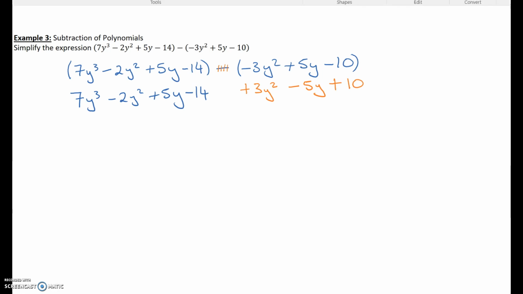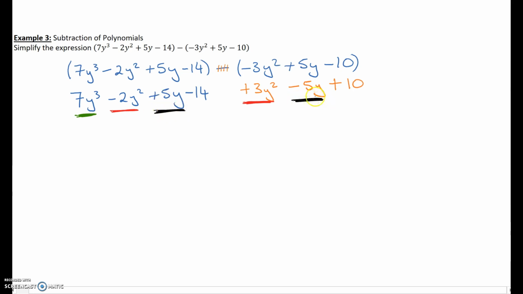Okay, now we can get down to the grouping part of this. So there's a 7y cubed, but there's nothing for that to be paired with. There are no other terms that include a y cubed, so that's the only one of those. Okay, let's look at the y squareds. Well, there's a y squared and there's a y squared. This is a y term, and there's another y term, and then this is a number, and this is a number. Okay, now that's everything accounted for.